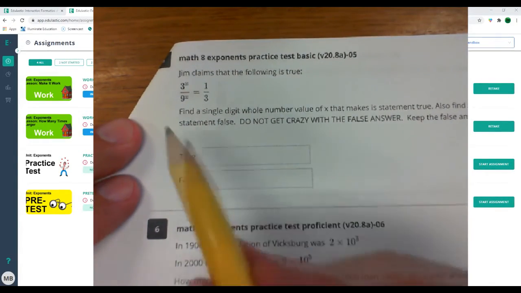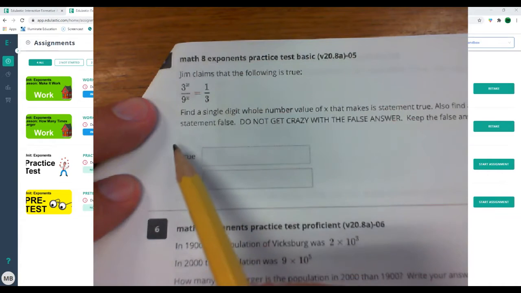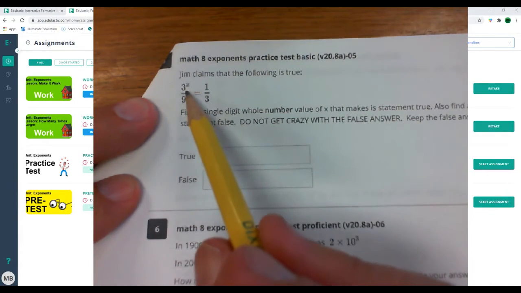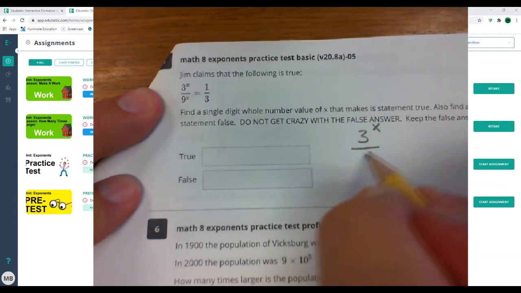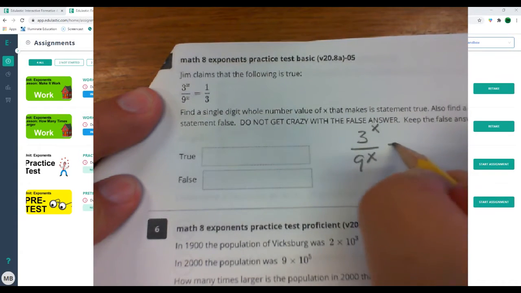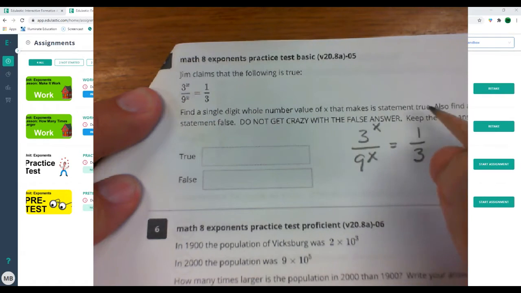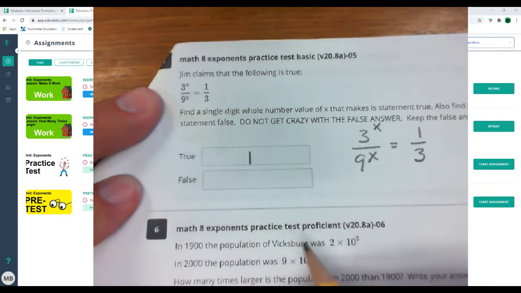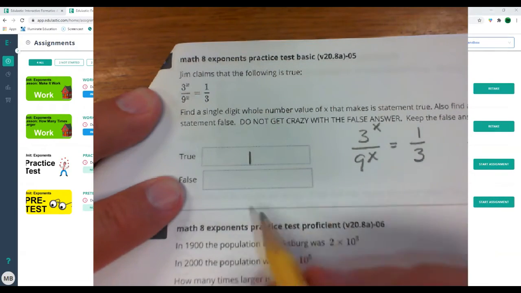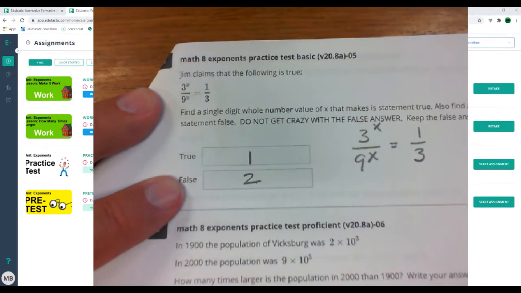Jim claims that he can make this statement true or false. So I want to make it true. So 3 to the x over 9 to the x equals 1/3. And that will work if I do 3 to the 1st over 9 to the 1st. Isn't that 1/3? So if 1 is true, what is not true? 2, or 3 or 4 or 5. But don't get crazy with your false answer.